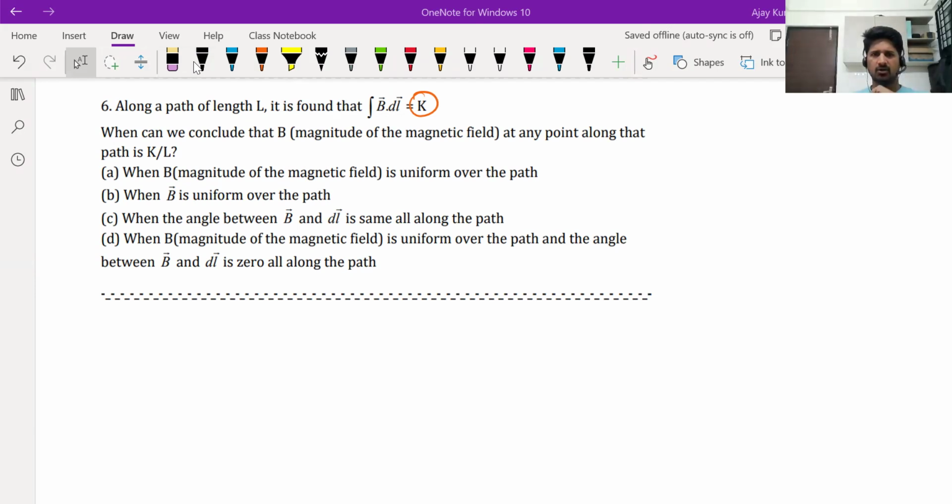I got one answer as dot product becomes 1 at 0 degrees. Okay, cos theta becomes 1. Dot product doesn't become 1. When the angle is 0, cos theta becomes 1. Okay, then I got one more answer, that the angle needs to be 0. The angle between B and dl needs to be 0 everywhere.